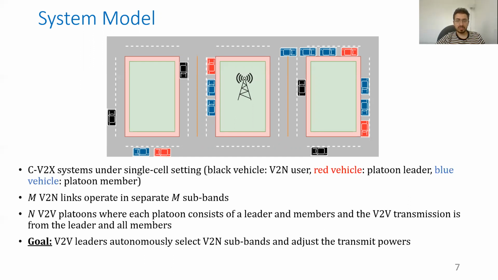Meanwhile, the V2V communication occurs when the platoon leader periodically transmits the safety message to all platoon members. So in this figure, the red vehicles are the platoon leaders, while the blue vehicles are the platoon members. The platoon leaders in our system model reuse the subbands assigned for the V2N users. So the goal is to find, for each of the platoon leaders, the V2N subband it selects along with the transmit power.